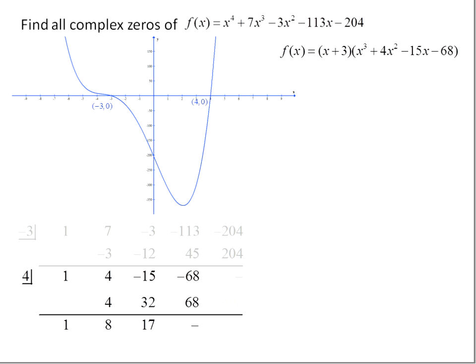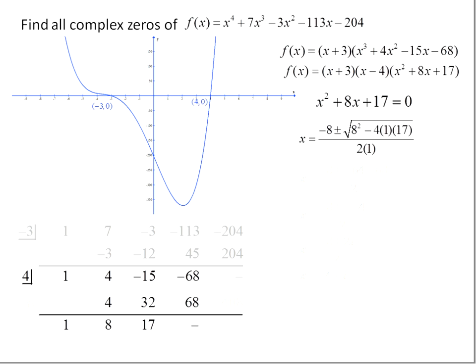Our polynomial then will factor further as x plus 3 times, and we're breaking down the cubic polynomial as x minus 4 times the quadratic polynomial, x squared plus 8x plus 17. Again, our 1, 8, and 17 coefficients are coming from the result of our synthetic division. We now know that our complex zeros are going to come from our quadratic polynomial, and so we'll set x squared plus 8x plus 17 equal to 0. We can solve this using the quadratic formula. We have negative 8 plus or minus the square root of 8 squared minus 4 times 1 times 17 over 2 times 1.